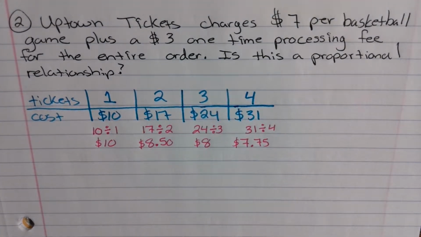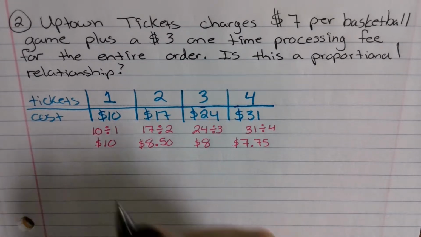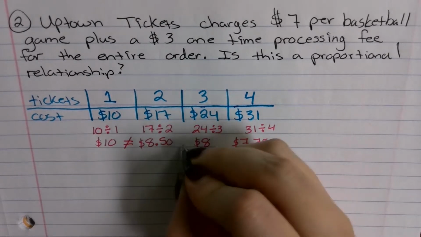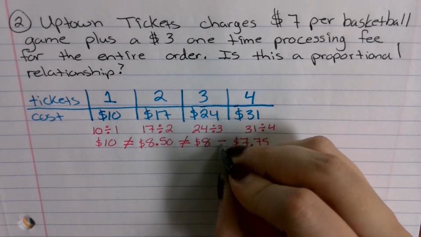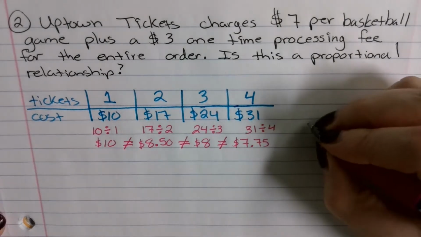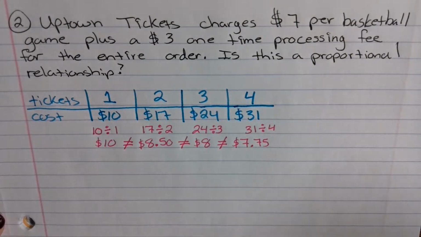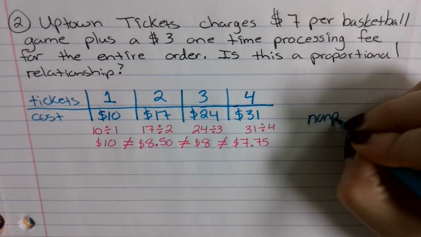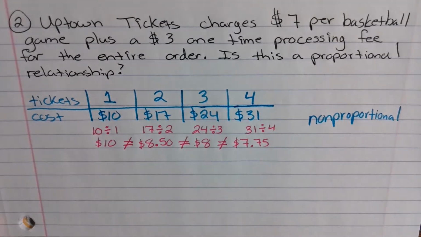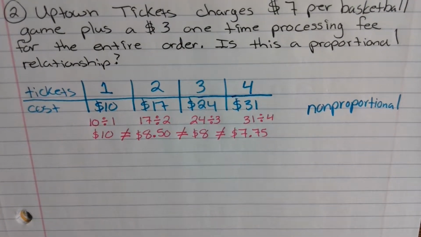Is that proportional? No. Why not? They're not the same, right? It's not consistent. It's constantly changing. They are not equal. That's what this means. If I put an equal sign with a slash through it, it's not equal to each other. So since they are not equal, it is non-proportional. If it is not equal to each other, then it is a non-proportional relationship.